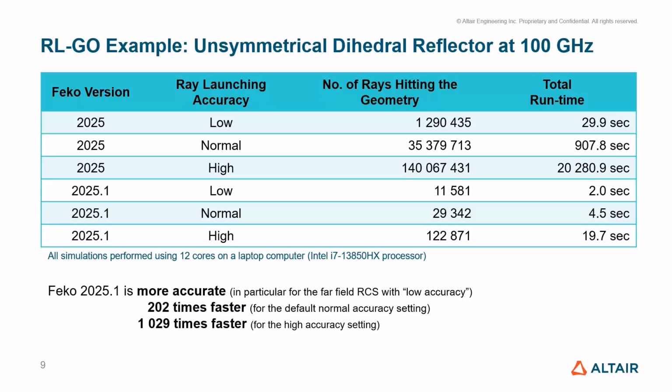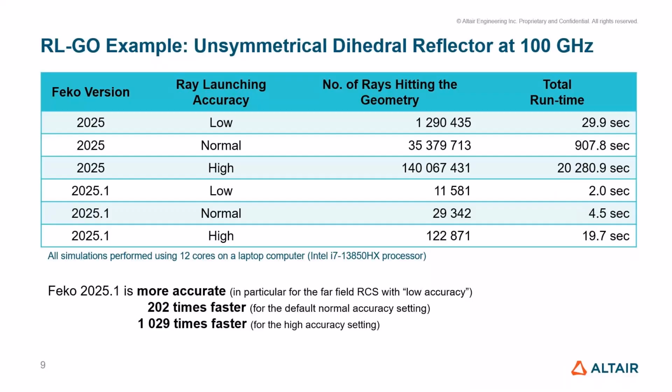For FICO 2025 at high accuracy, it launched over 140 million rays and required more than 5 hours to complete the run. With the newer and updated version, the same simulation required only 123,000 rays and completed in under 20 seconds. So that is quite a difference in terms of runtime.